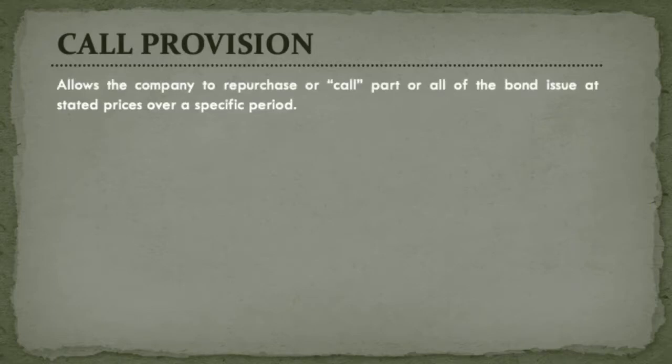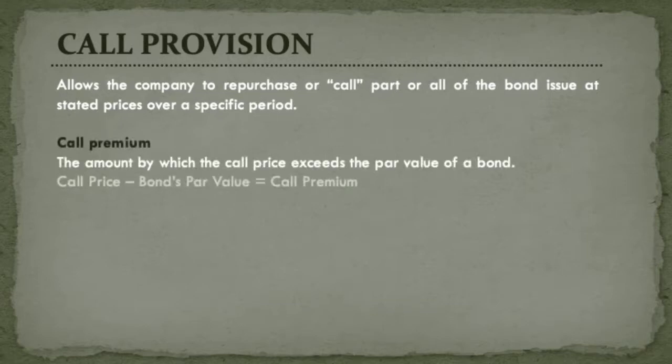A call provision is an agreement that gives the bond issuer the right to repurchase part or all of the bonds issued at a stated price over a specific period. Generally, the call price is above the bond's stated value or par value, and the difference between the call price and the bond's par value is called the call premium.